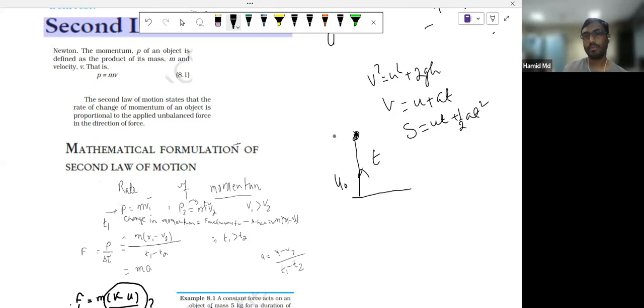It reached a maximum height h. So what will be the velocity at the maximum height? What will be the velocity at this point? This is the maximum height.